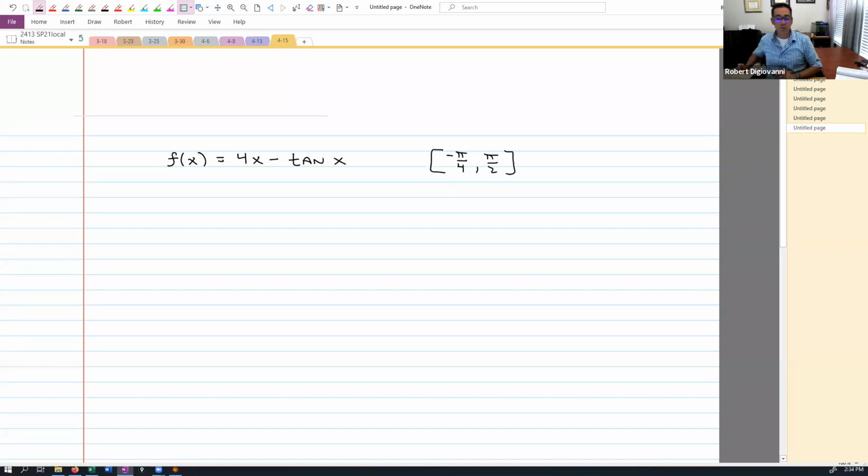All right, this is your first example with the trig function in it, right? First example. All right, so here we go. Because I only have 6 minutes, let's just get down to the nitty gritty here. Let's take the derivative of this, which should just be 4 minus secant squared x. Right?